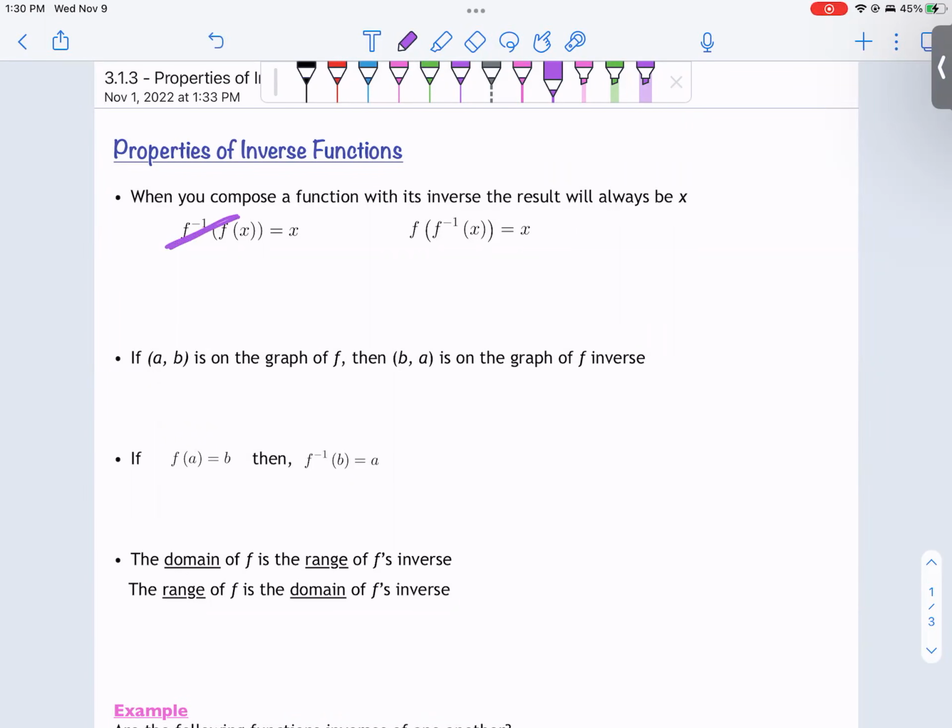That's really cool because if you think about what's happening here, they're canceling each other out. We don't necessarily need to just have an x in here, right? It could be anything in here. If you take f inverse of f of whatever, those things cancel and you're just left with what's inside. So f and f inverse cancel each other out.